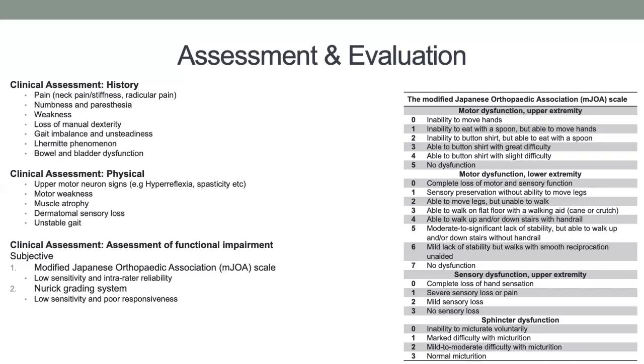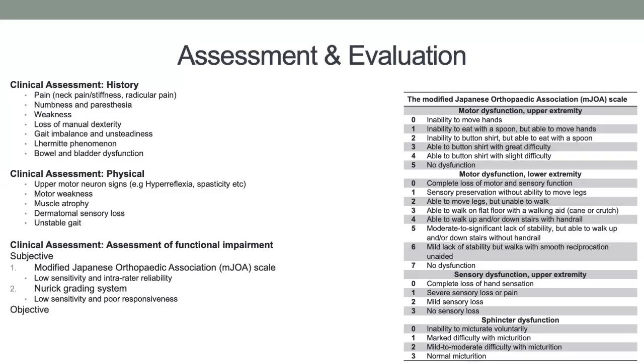The MJOA is a modification of the Japanese Orthopedic Association scale, which was specifically designed for the Japanese population, and the MJOA was developed as a more standardized measure for accounting for cultural differences. And the MJOA is currently the widely accepted outcome measure, despite its limitations, including poor sensitivity and a modest inter- to intra-rater reliability. These subjective measures have their limitations, especially when dealing with mildly symptomatic patients where subtle changes may not be detectable. But these are the widely accepted standard measures.